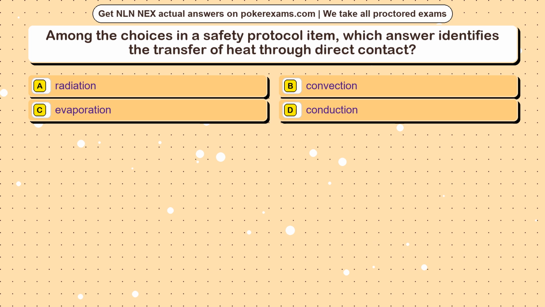Option A, radiation. Option B, convection. Option C, evaporation. Option D, conduction.